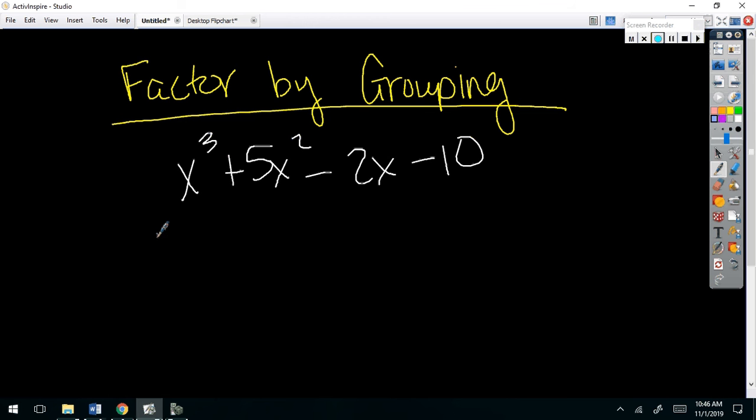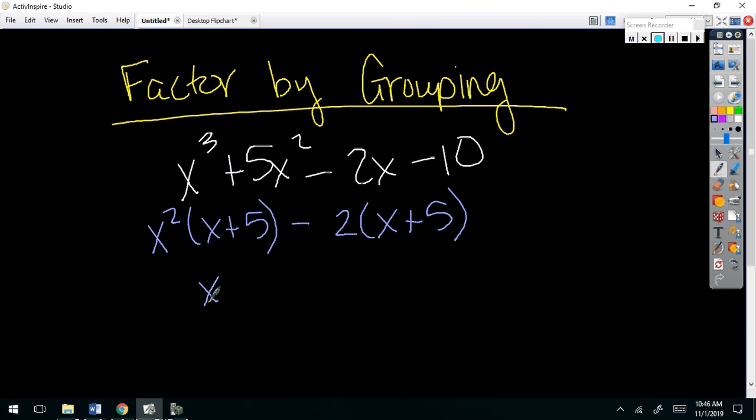The first two, I can take out x squared, and what's left? x plus 5. And the second two, I can take out negative 2, and it leaves me with x plus 5, right? And now, of course, the common term is x plus 5, and then I would have x squared minus 2. At this point, I would need to stop and look and say, can any of these pieces be broken down any further? If that had been a 4 instead of a 2, I could do it again and have a difference of two squares. But no, I can't do this any further.